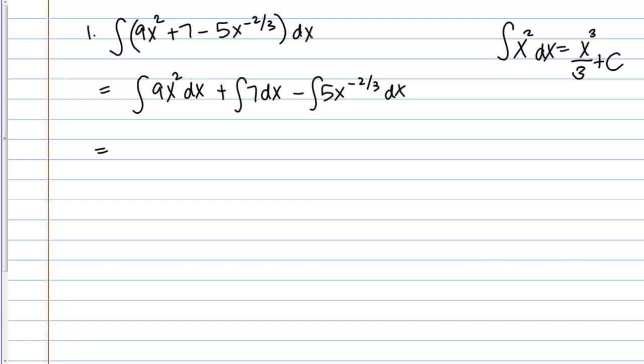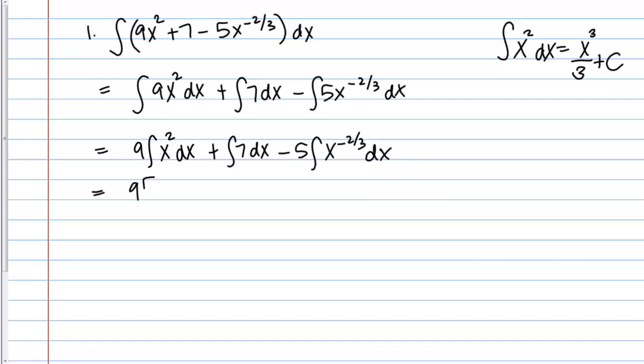And then, because of the constant multiple rule, I can pull all of these constants out front, which maybe makes it a little easier to think about how to find the antiderivative. So I have 9 times the integral of x squared dx plus the integral of 7 dx minus 5 times the integral of x to the negative 2/3 dx. Now, each of these integrals is something that maybe we're a little more familiar with. So let's go ahead and take those.